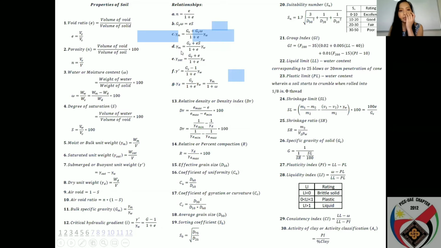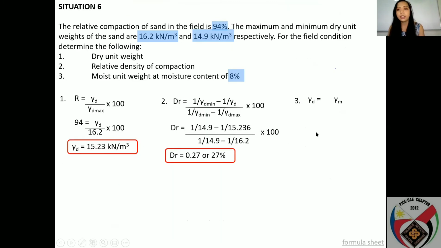Pwede ko siyang mahanap sa this one, relationship G. So ang hinahanap sa akin ay yung moist unit weight, gamma M. Tapos pwede mong gamitin yung dry unit weight na kinumpute natin kanina. So bit-bit ko na dapat yung formula for relationship G. Balik ako sa situation 6. Writing the formula, I have the dry unit weight is equal to moist unit weight over 1 plus w. Plug in lang, dry unit weight is equal to 15.228.